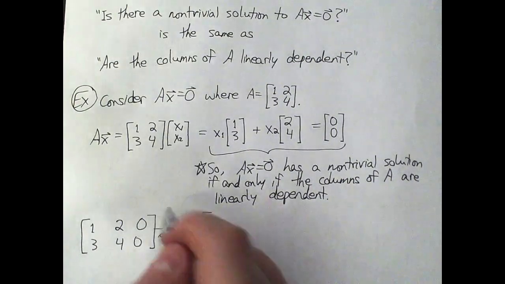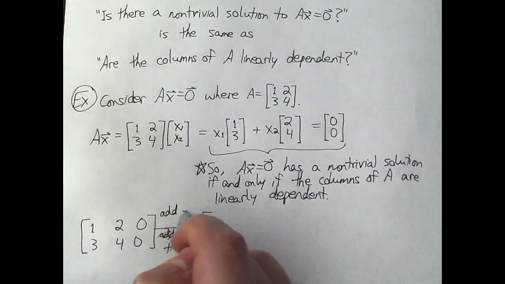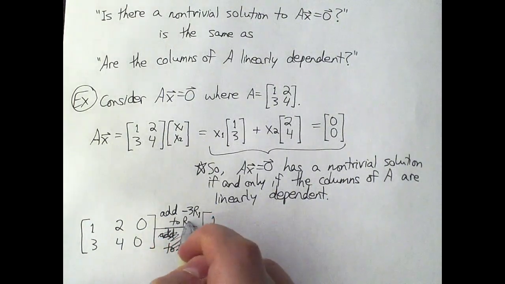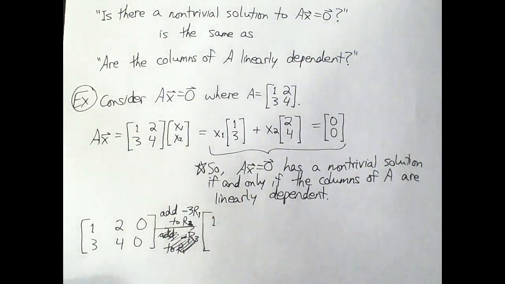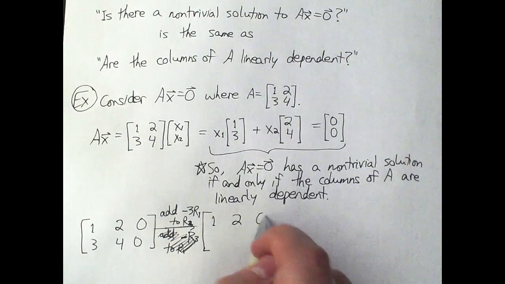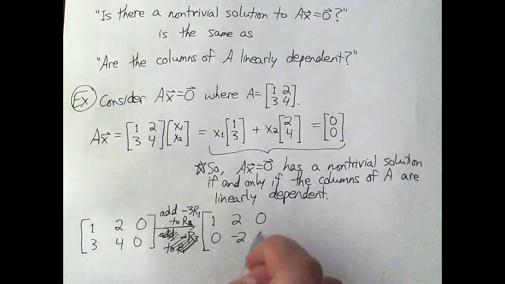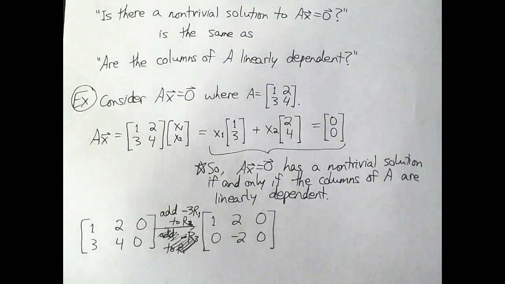Let's add negative 3 R1 to R2. That makes sense. Multiple of row 1 is getting added to row 2. Row 1 is staying the same. Row 2 is going to get a 0 there. That's what I wanted. The 4 is going to get a negative 6 added to it and become negative 2, and the 0 is still 0.